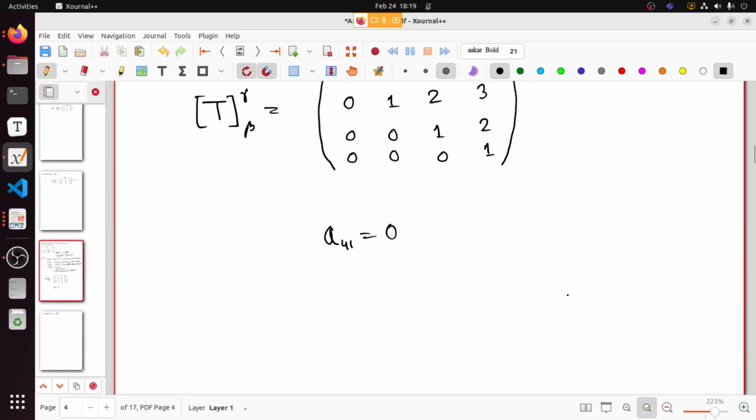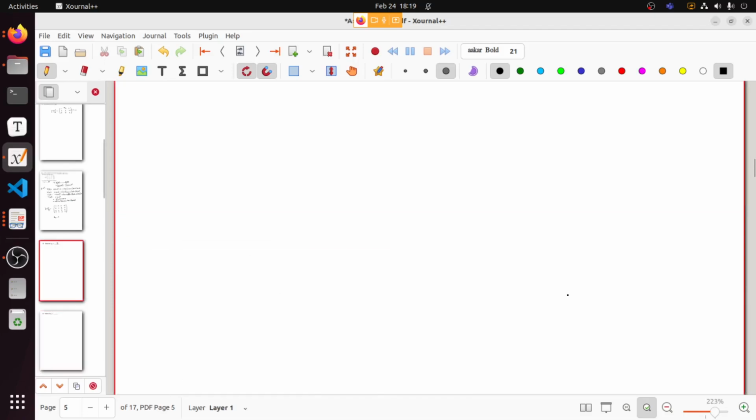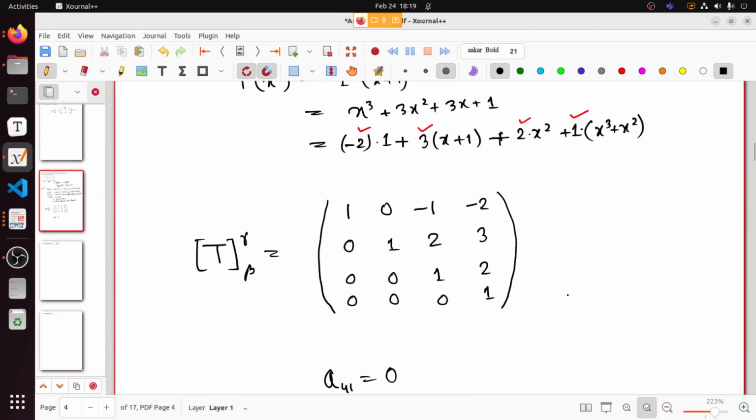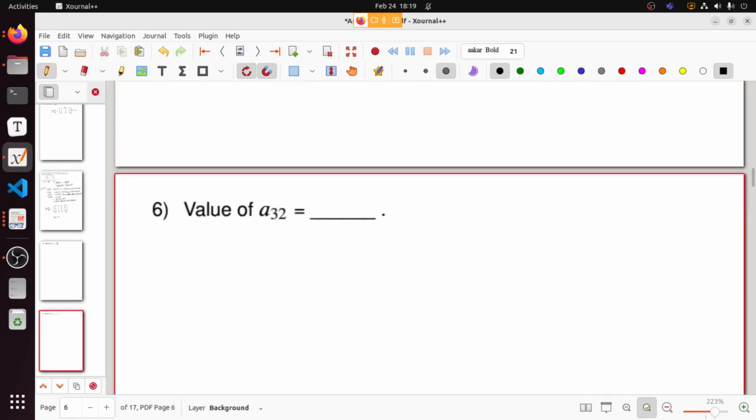Right. Now what is the next question? A32. What will be A32? Third row, second column, it's 0. So A32 is 0, right?